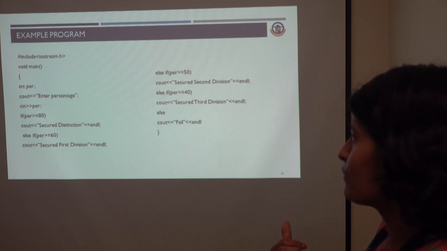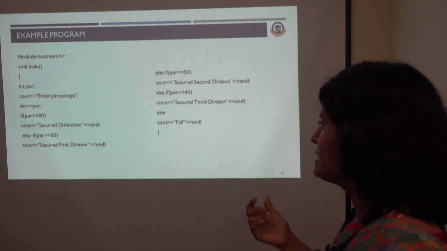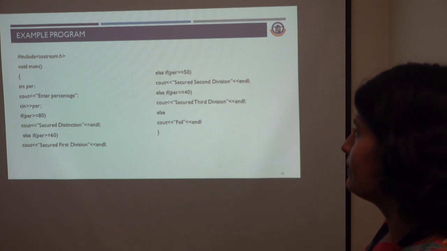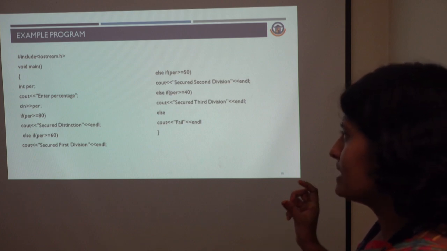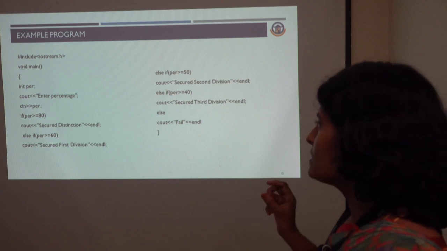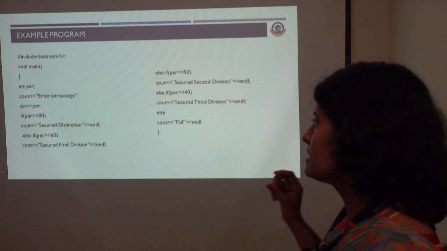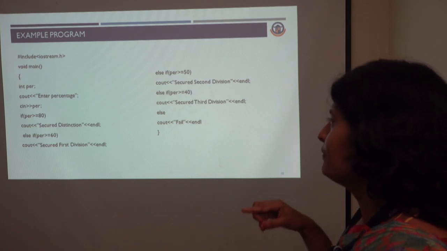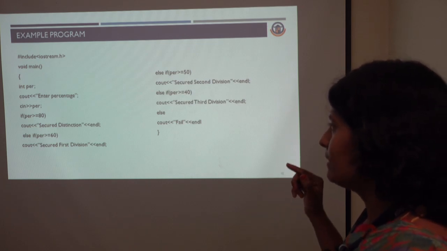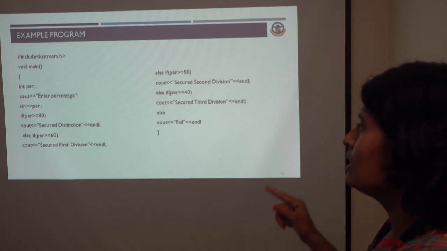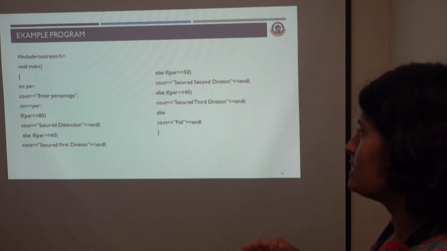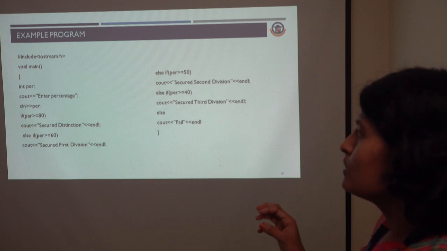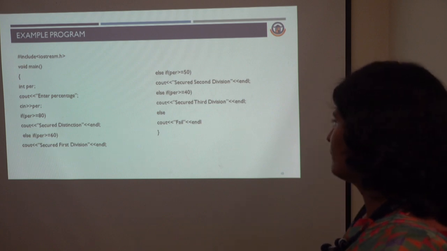This is the sample program. Here we are entering the percentage of a particular student. Suppose we assume the percentage of the student is 80. Then we check with the first condition. If 80 is greater than or equal to 80, the condition is true here. So it will give the output as secure distinction. The condition is true, so it will come out of the loop.